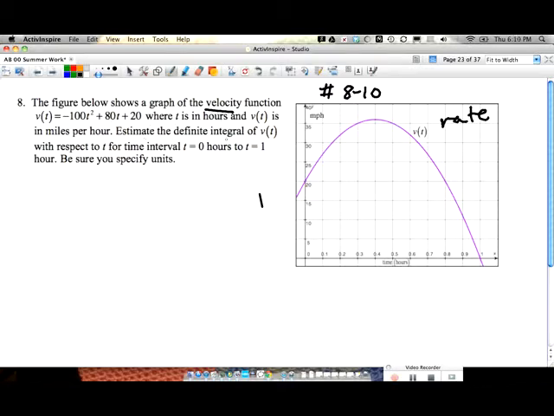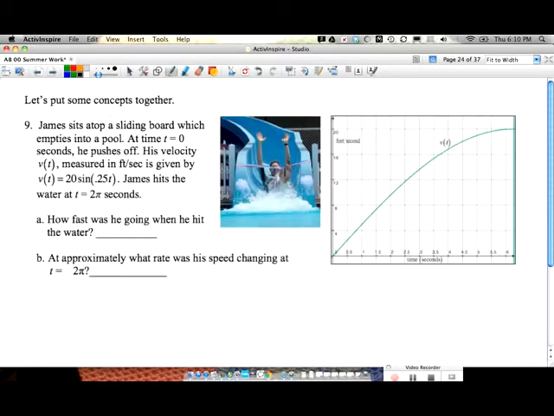Estimate the definite integral of V of t with respect to time for 0 to 1. So here's 0 to 1. We've got some interesting stuff going on here. They didn't say exactly how. I'm curious to see if we have that stepped out later. Nope, so it's just leaving it up to us.